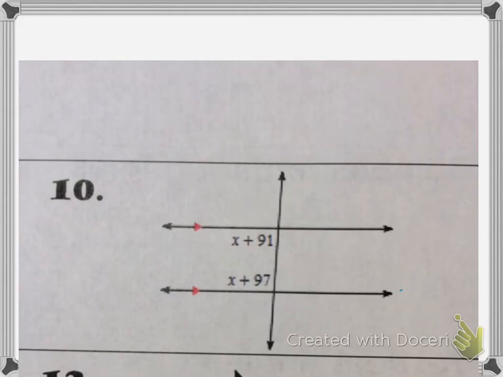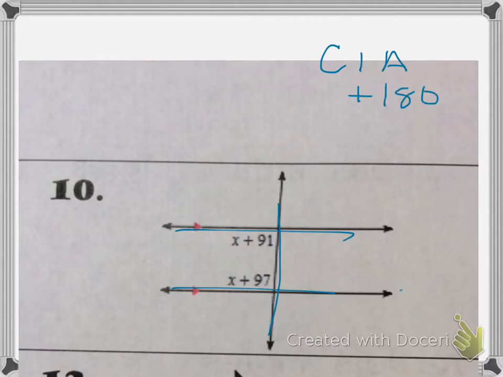On number 10, when I'm looking at my two angles here, I have two parallel lines cut by a transversal. So here's my two parallel lines. Here's my transversal. Both of those angles are on the inside of the parallel lines. Because they're on the inside of the parallel lines, I know they're either alternate interior angles or they're consecutive interior angles. Because they're next to each other with nothing in between them, they're consecutive interior angles. And the one thing that I know about consecutive interior angles is that they add up to be 180.